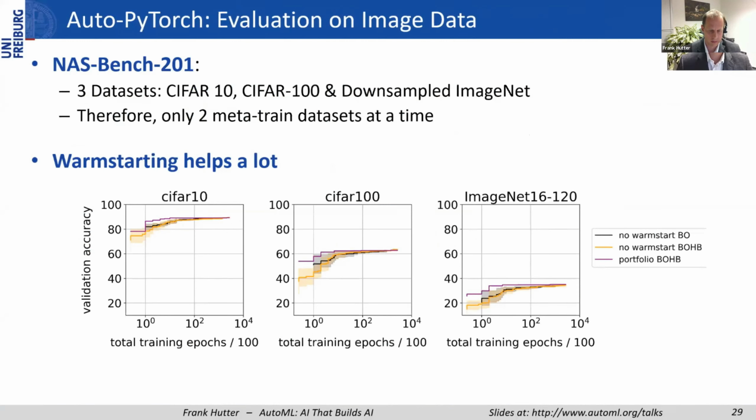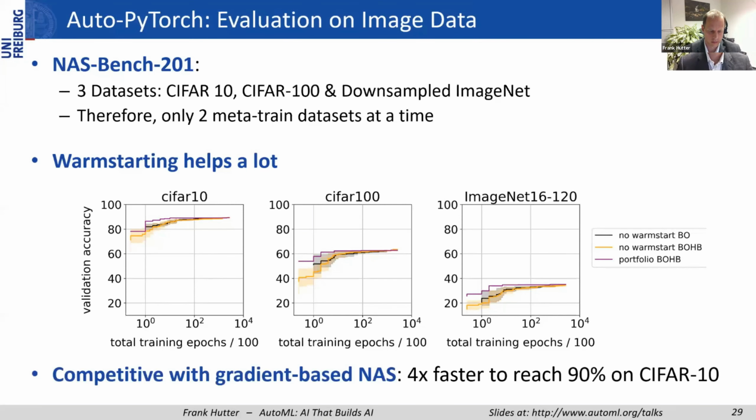And nevertheless, the warm starting actually helped a lot. It's this purple curve here compared to starting from scratch, and it led to a performance that is competitive with gradient-based neural architecture search, and in particular 4 times faster to reach 90% on CIFAR10 than GDAS or any other gradient-based approach we tried, including also DARTS.